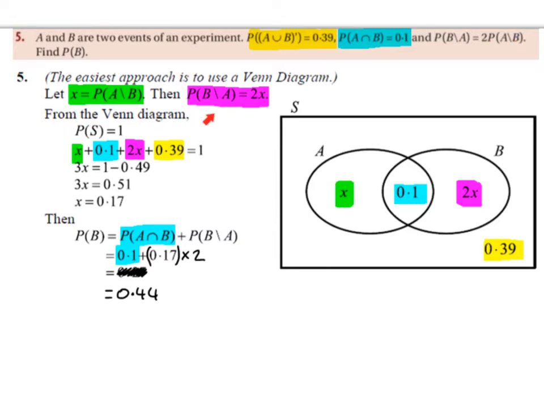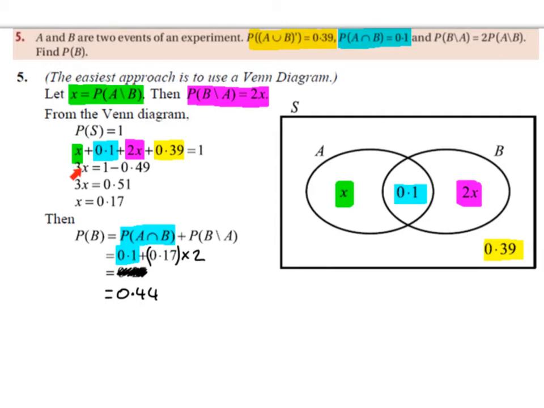So from the Venn diagram, the probability of the sample space is equal to 1. And that's really important. Everything inside of this rectangle must add up to 1. Probabilities should always add up to 1. So X plus 0.1 plus 2X plus 0.39 should all add to 1. And then we just solve for X.